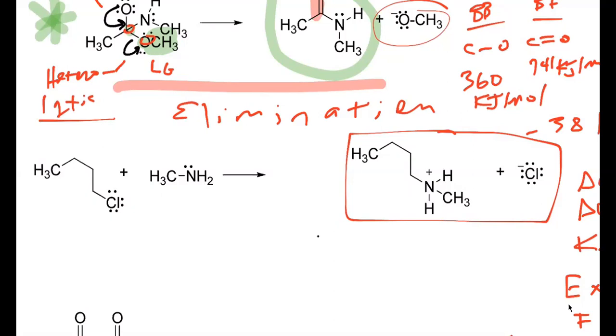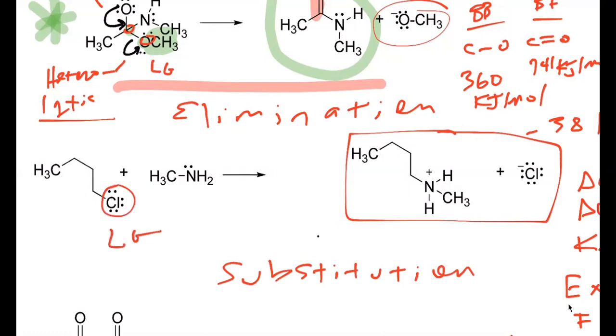What kind of reaction is this if the nitrogen displaced the leaving group, or displaced chlorine? What kind of reaction is it? Oh, it's a substitution, isn't it? Yes. So nitrogen displaces chlorine. If chlorine is your leaving group, your leaving group is always attached to your electrophile. So this is the electrophile. That makes this the nucleophile.